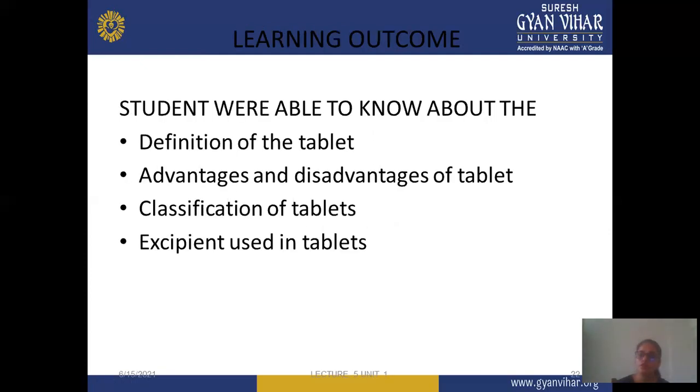After completing this topic, you should know the basic learning outcomes. First was the definition of the tablet. What is a tablet? You should know that a tablet is an oral solid dosage form available in various forms, such as biconvex, slide tablets, or other different tablets, and you formulate your tablet according to the required type.